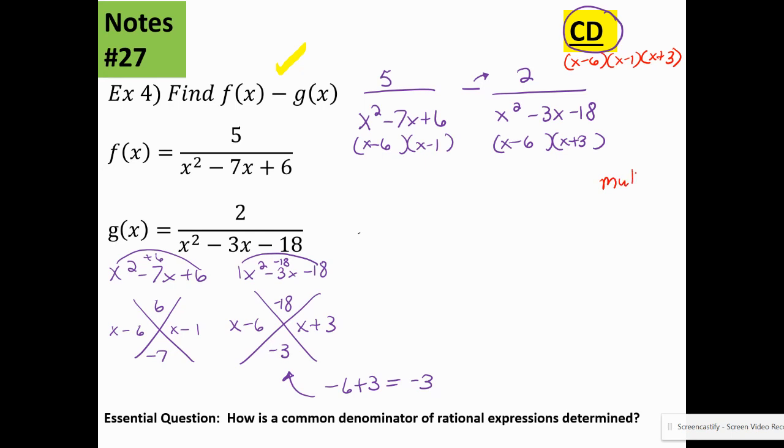Now I'm going to multiply the top by what's missing when I compare the two. So I'm going to start with a fraction bar. I'm going to put this common denominator in the bottom.